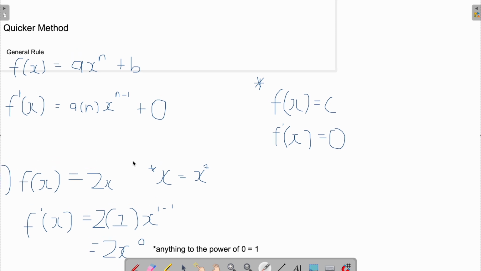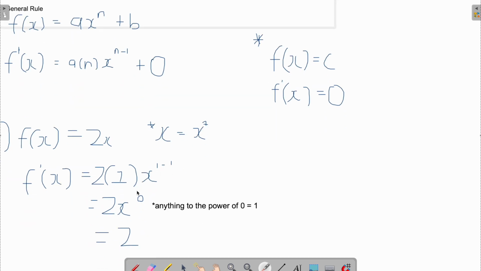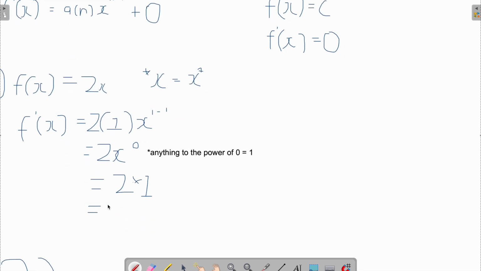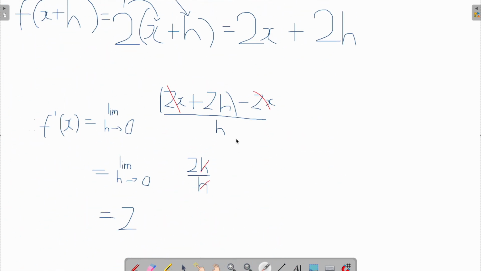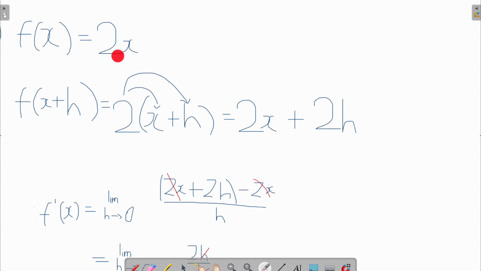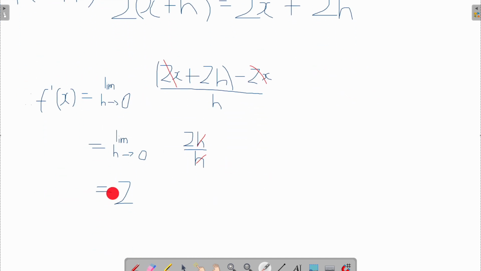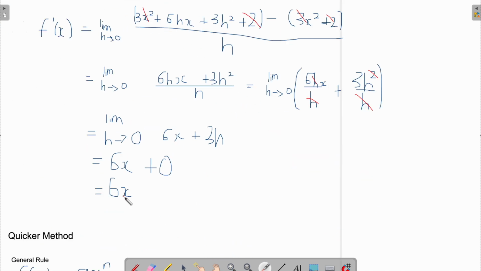Awesome. And then what we have to do is n minus 1. So 1 minus 1 is obviously just equal to 0, and anything to the power of 0 is equal to 1. So 2x to the power of 0 is equal to just 2 times 1. Let's make that a little bit more clear: 2 times 1, and that is simply just equal to 2. And let's confirm that with our original method, which we did. We had f of x is equal to 2x, expanded that out, and we eventually got it to 2.